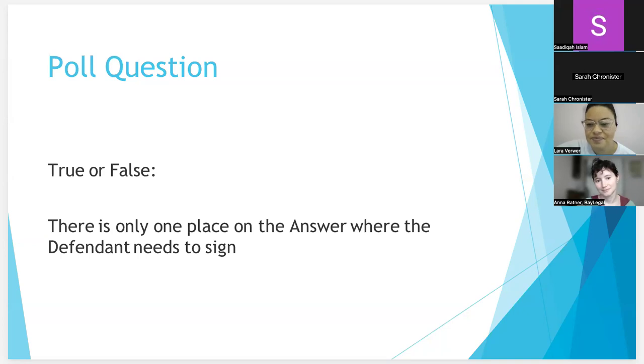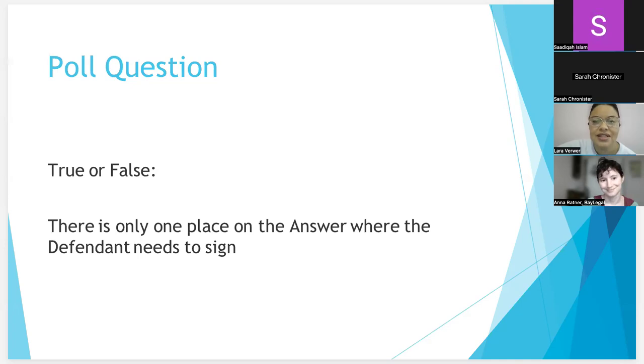Getting answers in. Majority say false, and that is correct because there are 2 places where a defendant needs to sign. That first part, whether or not they use an unlawful detainer assistant for compensation. And then next, the verification. So the verification, I would argue, is the most important part.